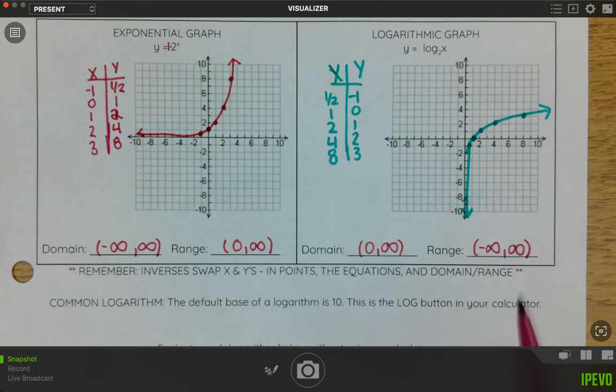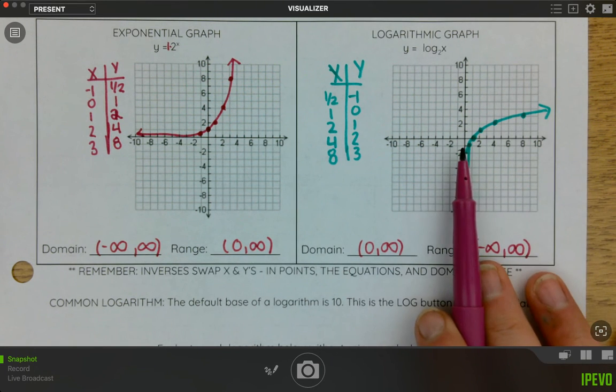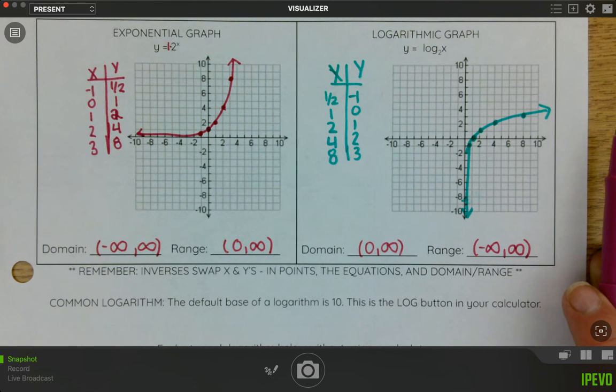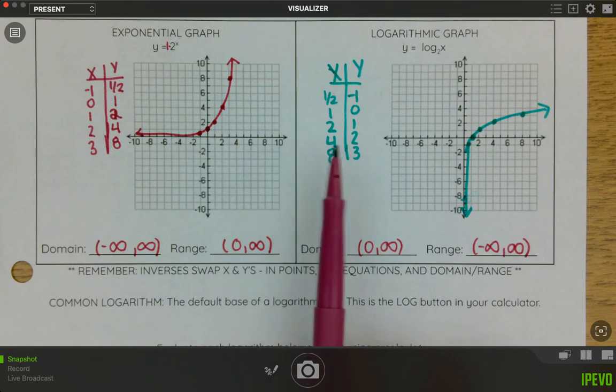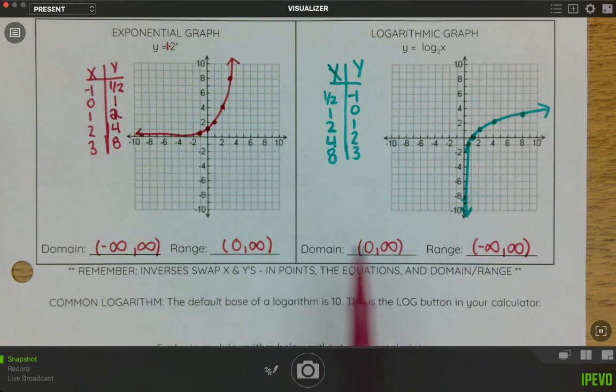Which is true because it goes to the left up to 0, but then it goes to the right forever, and it goes down and up forever. So when you switch these x and y values, you're also switching the domain and range. So it switches in points, in the equations, and with the domain and range.